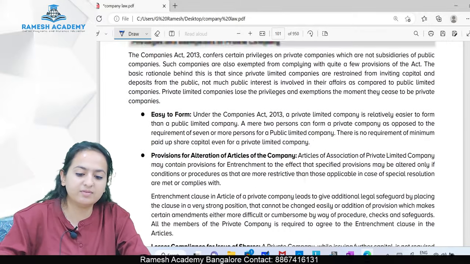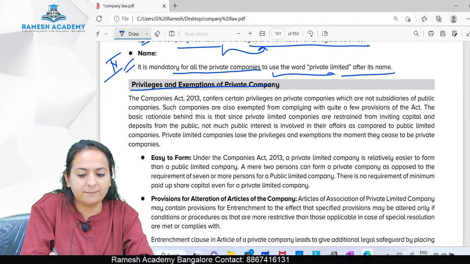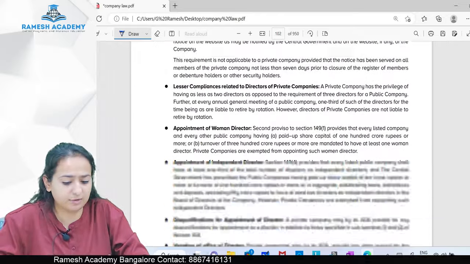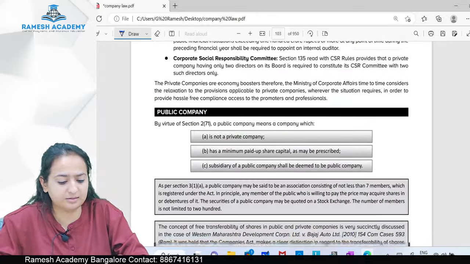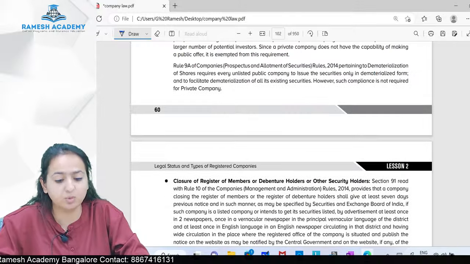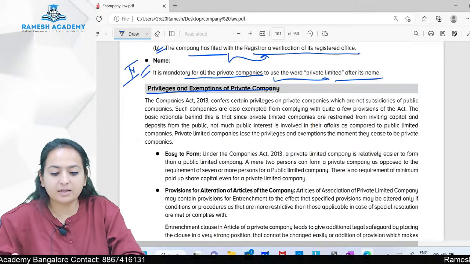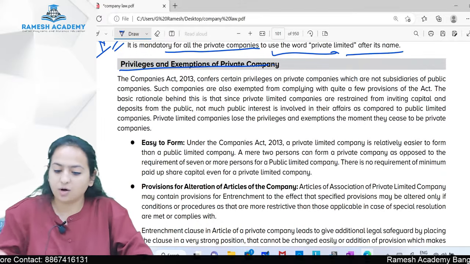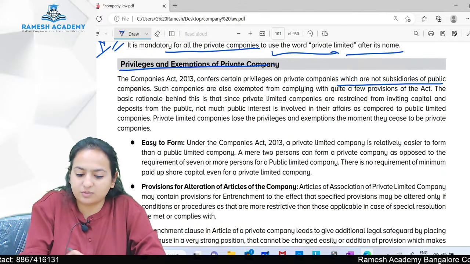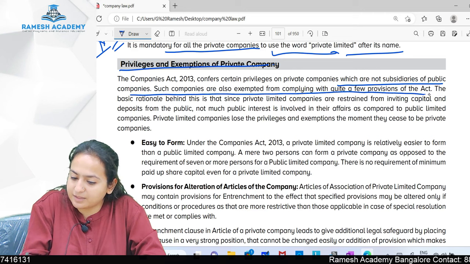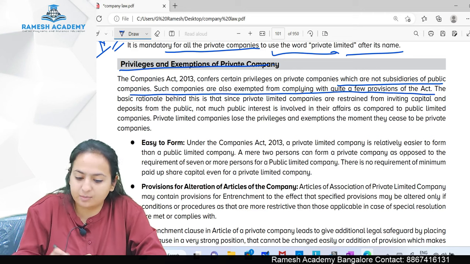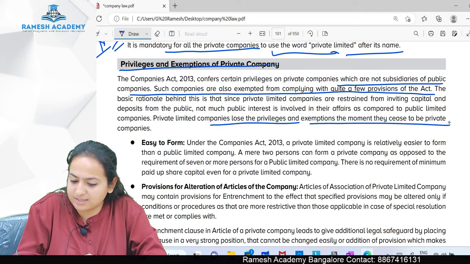Now, some privileges are there for a private company. A 2 marks question can come for this. What are the privileges that a private company enjoys as compared to a public company? The Companies Act confers certain privileges on private companies which are not subsidiaries of a public company. Such companies are exempted from complying with certain provisions. So we will directly come to the privileges and exemptions.